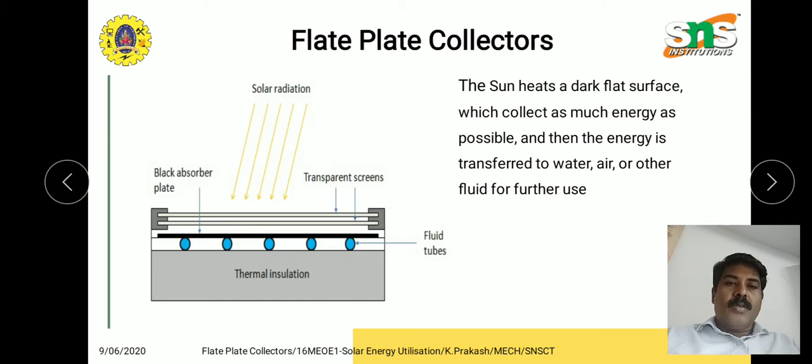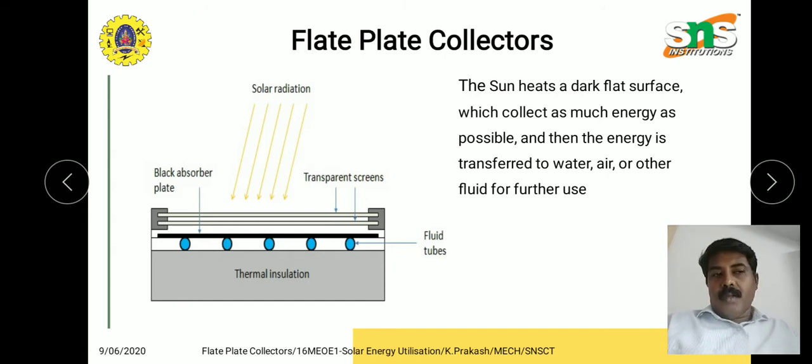Celsius. So here we can ask, sir, what is the use of these transparent covers? So these transparent covers allow the solar radiation to get inside and do not allow the solar radiation to come back outside. It makes use of all the heat energy inside to transfer into the fluid. So this is the flat plate collector. This is how the flat plate collector is working.